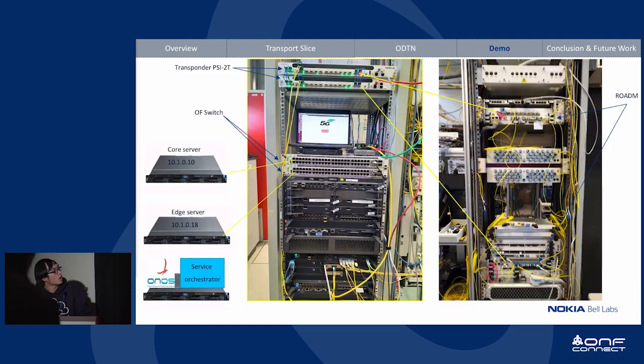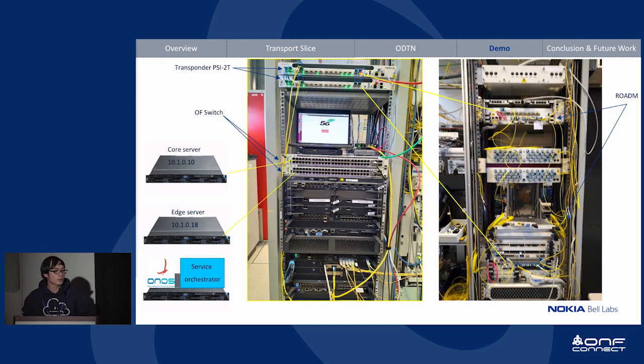This is the physical setup. On the top of the left rack, you can see we have a couple of transponders. These are the two Nokia transponders PSI-2T with the OpenConfig interface. On the right rack, you can see we have an OpenLight system with a couple of routers. This OpenLight system is under control of our ONS controller. But since the TAPI interface of our ONS controller is under development, right now there is no communication between the ODTN controller and ONS controller.